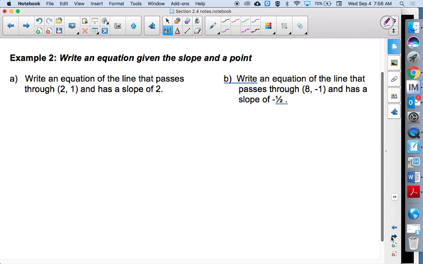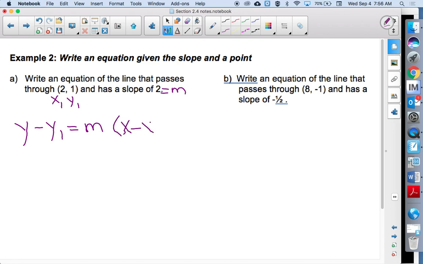So the second case that we're going to look at is if you're given the slope and a point. I'm going to try and get you to use point slope form to work through this problem. It says write an equation of a line that passes through 2, 1. So that's my x1, y1. And has the slope of 2. That would be our m. So point slope form says take y minus y1, put it equal to the slope times x minus x1.